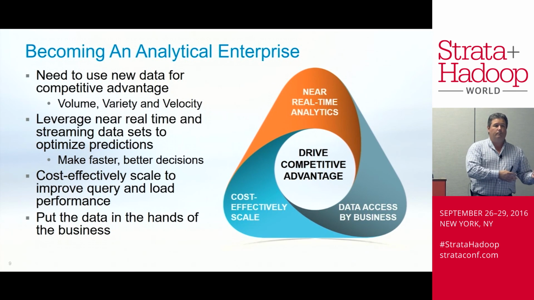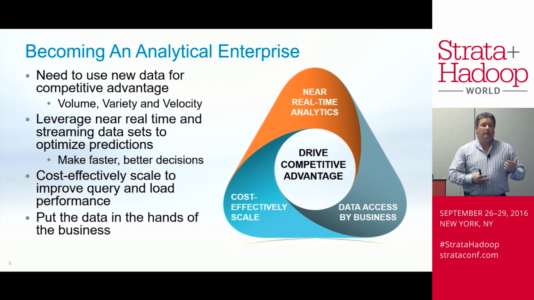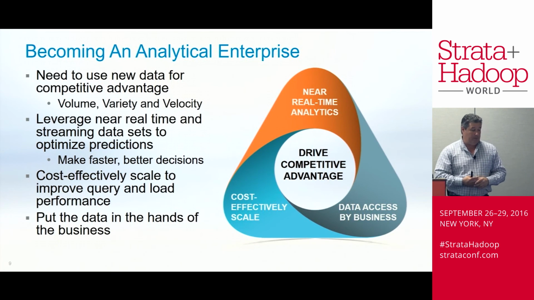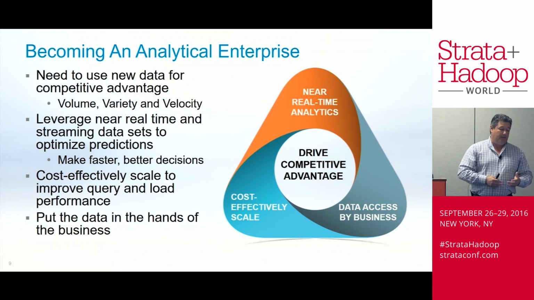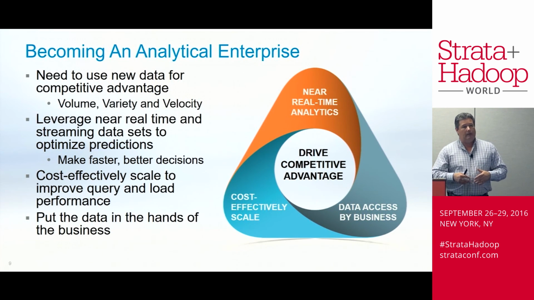So I've got all these new bits of data. I need to start bringing them in much faster, right? So my volume of data is going to grow rapidly. The variety and different types of data is going to grow very rapidly. And it's all going to come in at very, very quick speeds. So how do I leverage that? I need to take these real-time, these streaming data sets in order to be able to make those faster, better decisions. But this can be very costly.